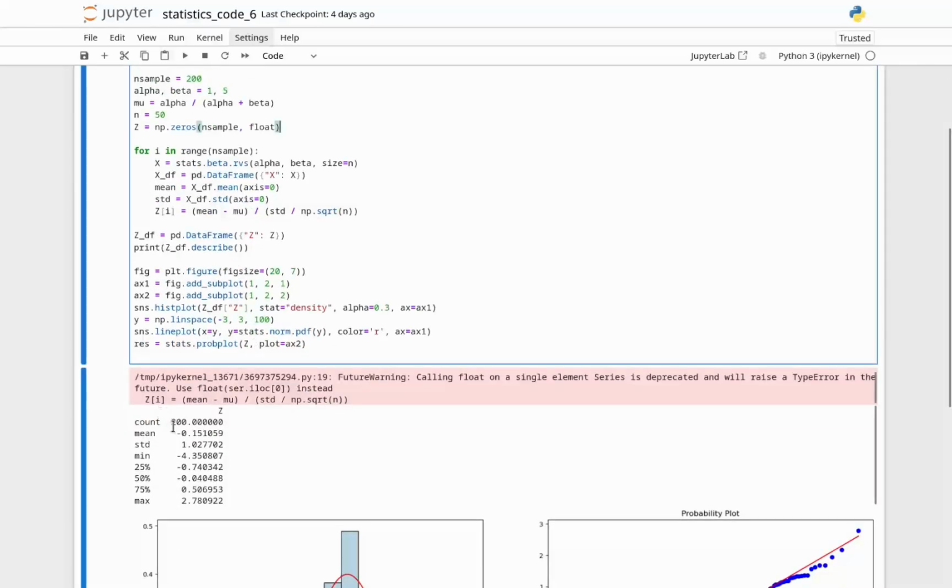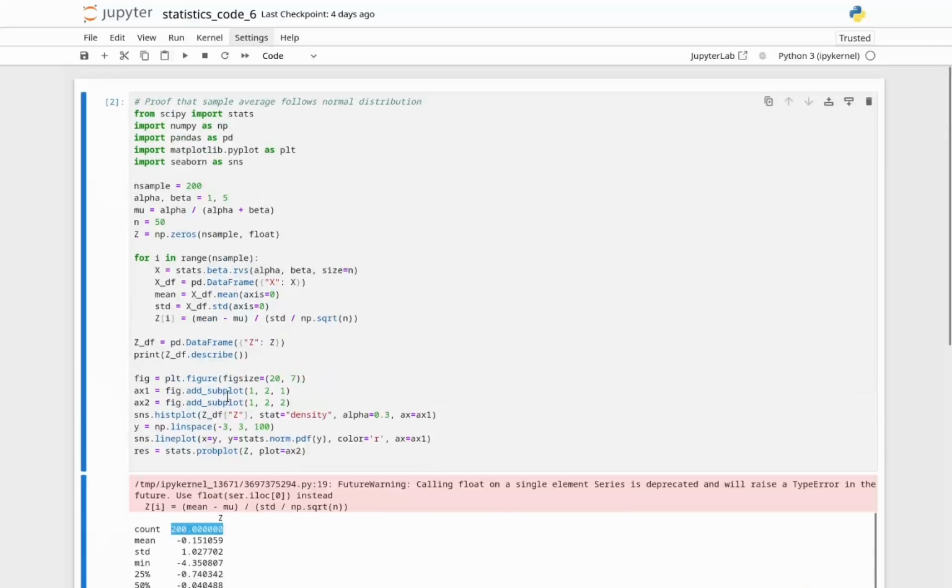So here you can see we have 200 z-scores, one for each sample. Then we are calculating the mean, standard deviation, and all the different parameters. So now let's plot and see how the means of the samples are distributed. Okay, we will see the distribution of sample means.